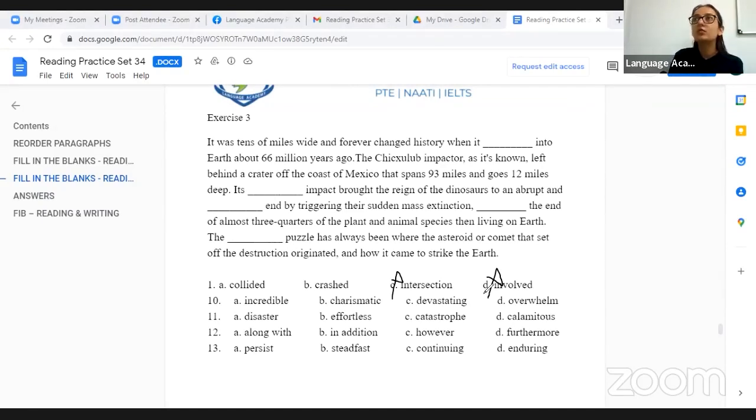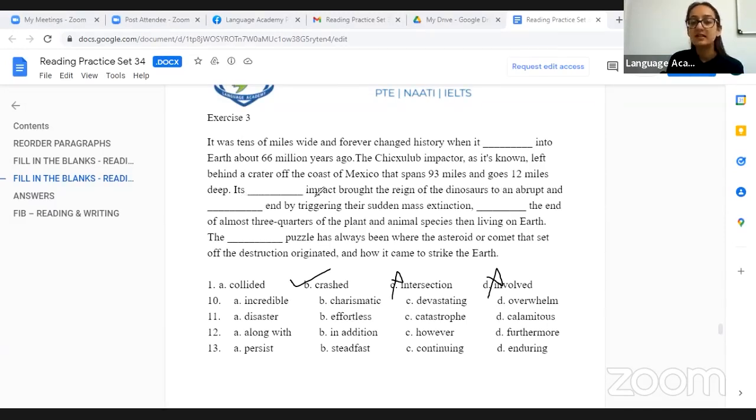So collided, we also use that the two cars collided into each other, a car collided into the tree. That's also hitting. But if you want to say that it was a very, very bad accident, then you would rather use the word crashed. A car crashed into the tree. That means it was a severe damage. Then we use the word crashed over collided. And here, because whatever happened, it led to the extinction of species of dinosaurs. So this is the biggest natural impact that we have had till now. So that is why it's better to go with crashed over collided. Grammatically, both are fine, but contextually, go with a more negative, more devastating impact word. Then they say it left behind a crater off the coast of Mexico that spans 93 miles and goes 12 miles deep. Its impact brought the reign of the dinosaurs to an abrupt end.